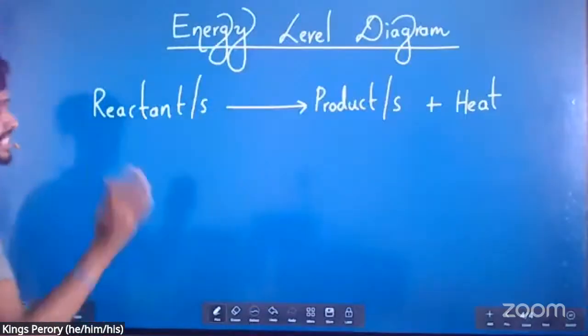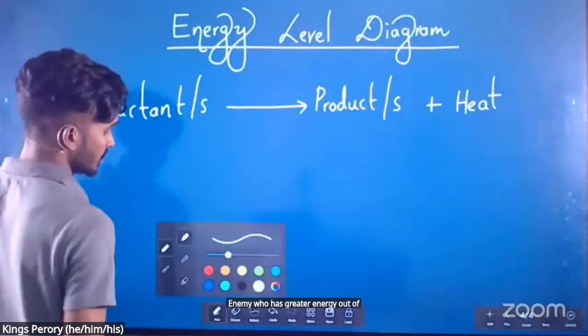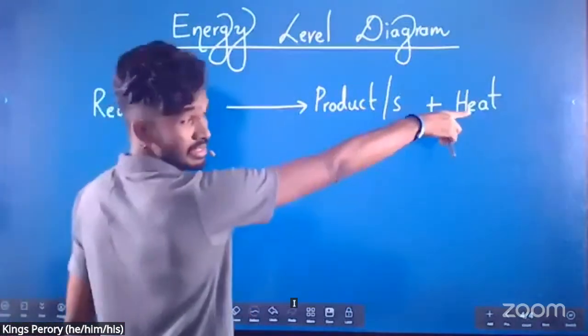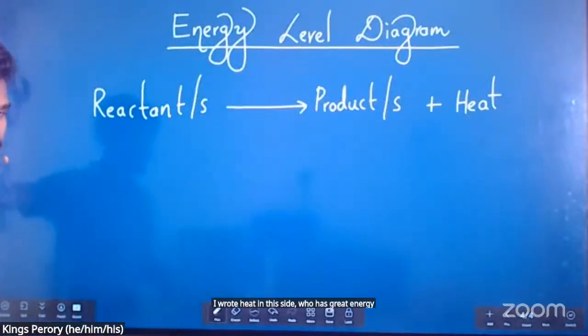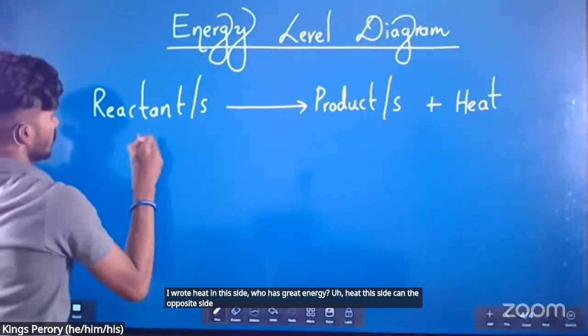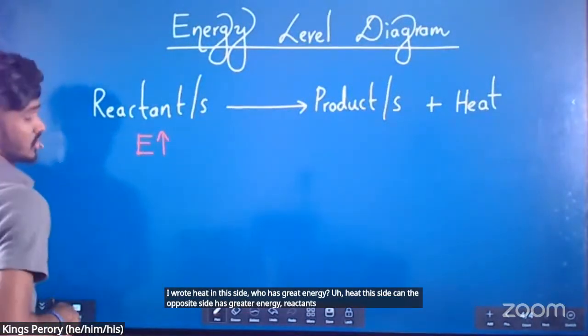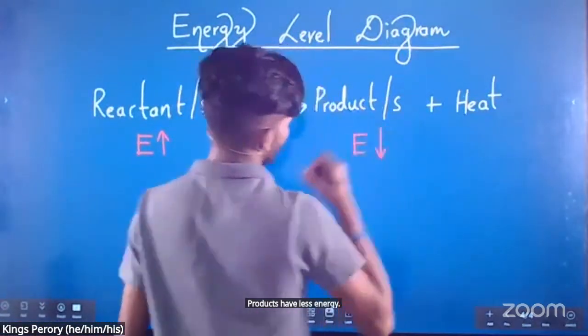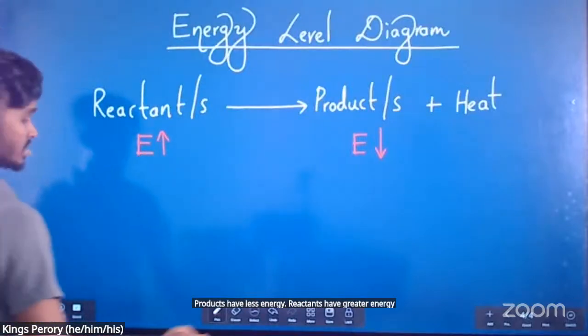Tell me, who has greater energy out of reactants and products? I wrote heat on this side. Heat is on this side, so the opposite side has greater energy. Reactants have greater energy. Products have less energy.